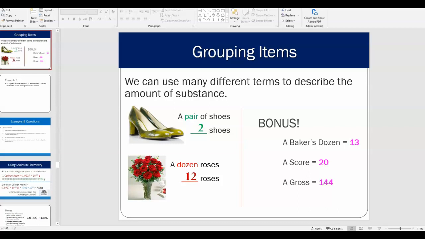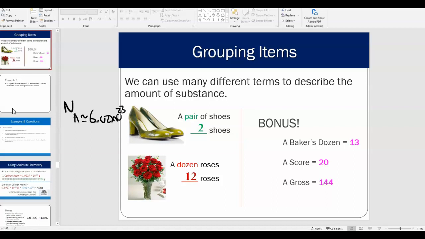And it just so happens that that value is called Avogadro's number, which is given to you in the IB data booklet, so you don't necessarily need to memorize the value, but it's approximately equal to 6.02 times 10 to the 23. Just like a pair represents 2 or a dozen represents 12, a mole of a quantity represents Avogadro's number of that quantity.